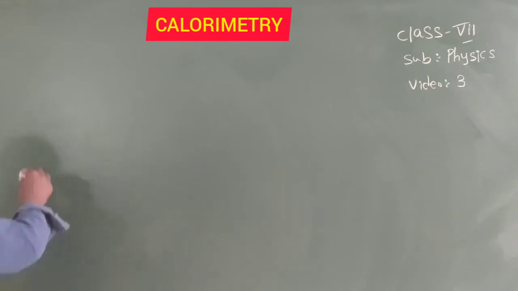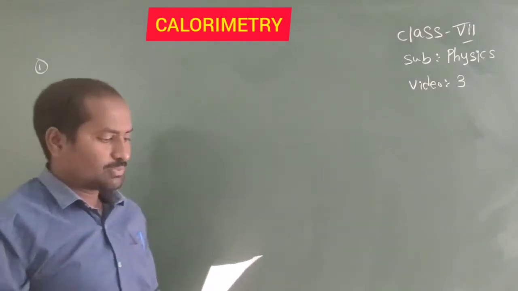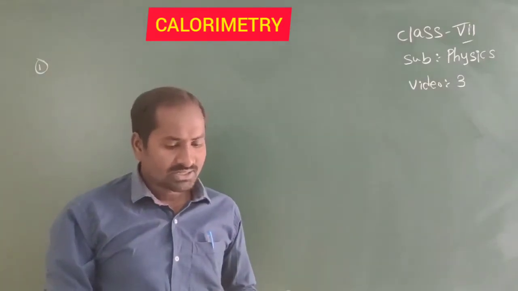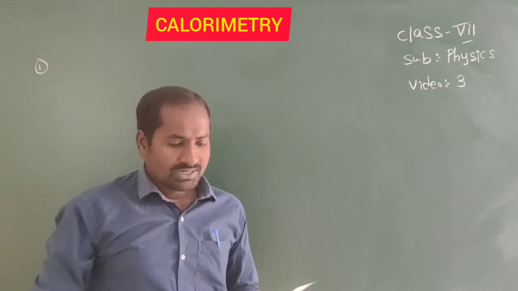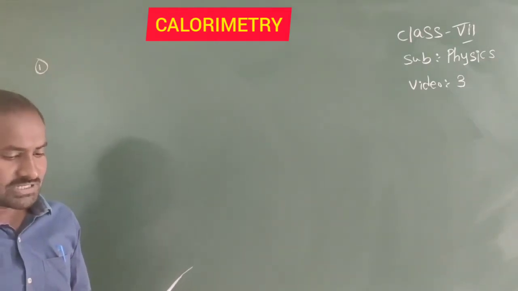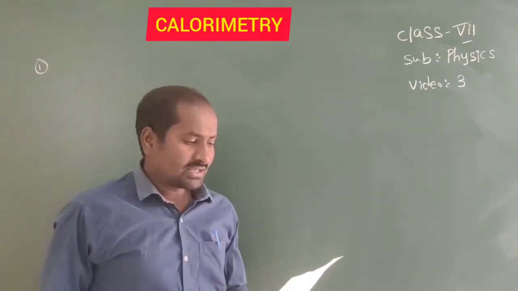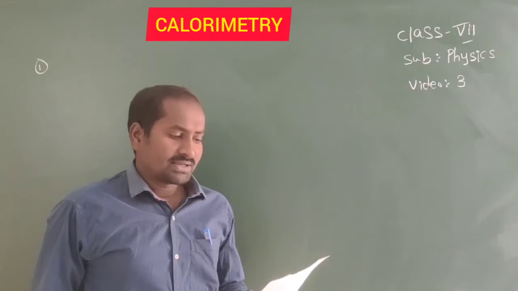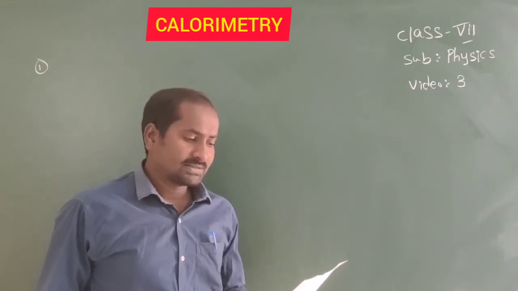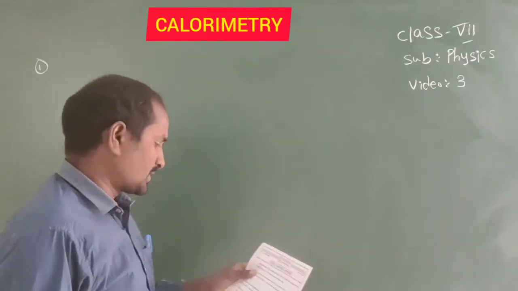I will explain the worksheet key. A solid of mass 0.15 kg is heated from 10 degrees Celsius to 90 degrees Celsius. The specific heat capacity of the solid is 390 joule per kg Celsius. Then find the heat absorbed by the solid.